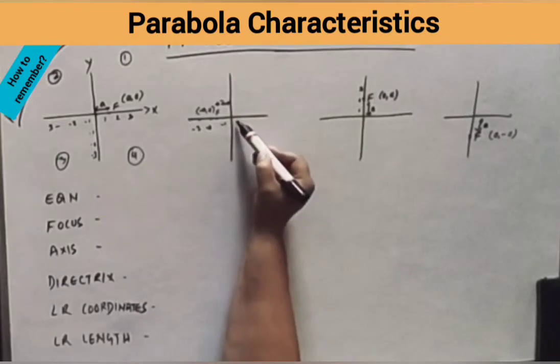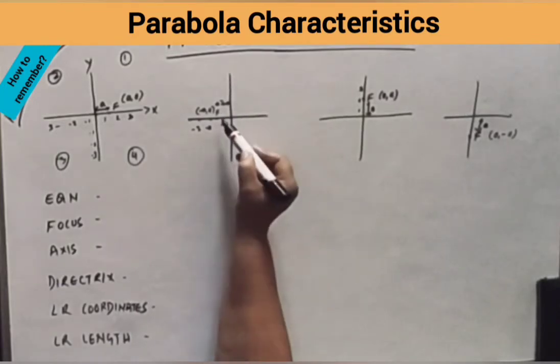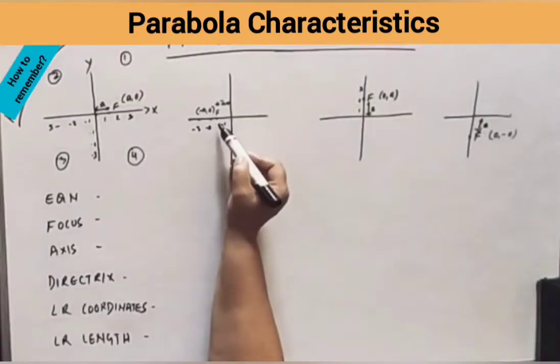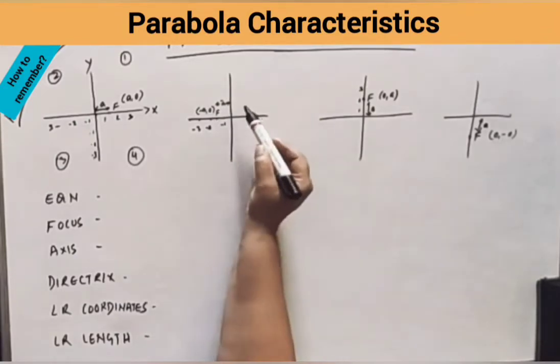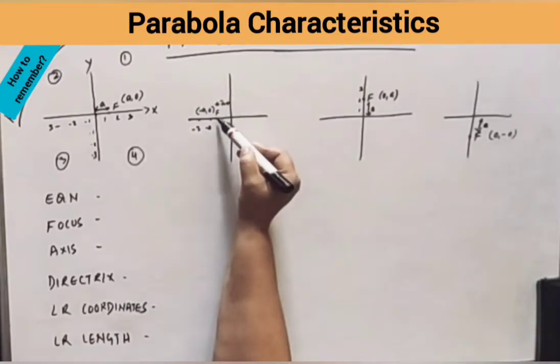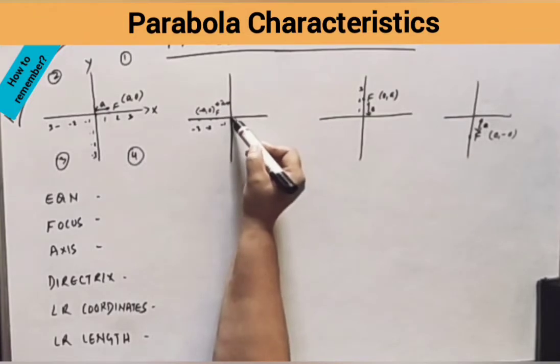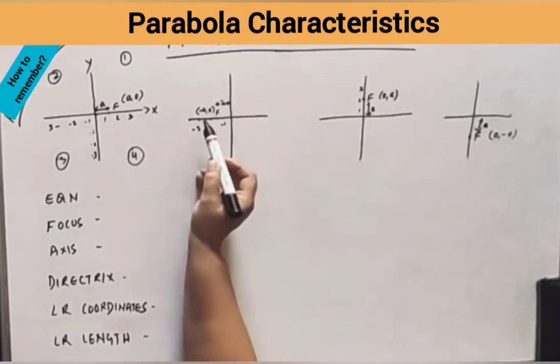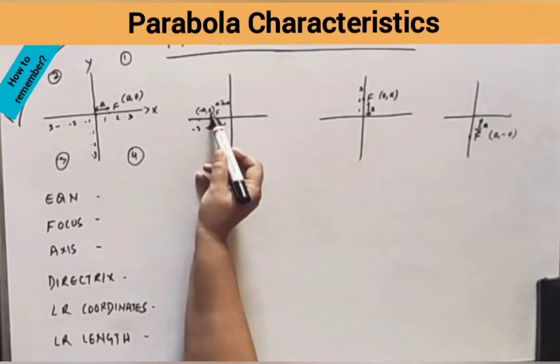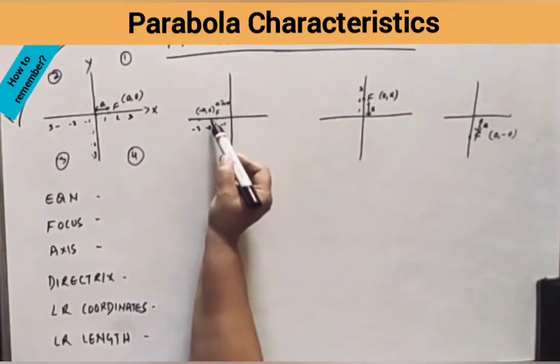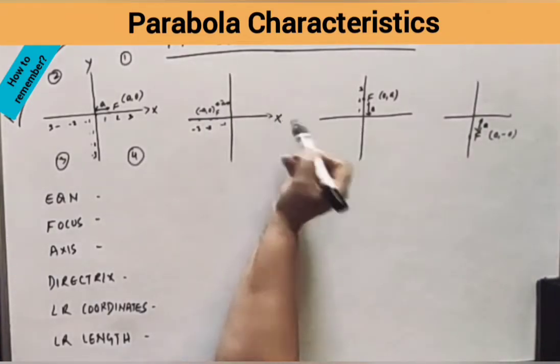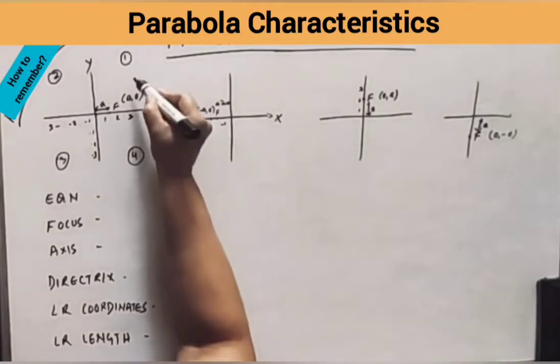For the second parabola, focus is on the second quadrant where x is negative. And we assume that the distance from the focal point to the vertex of the parabola is minus a. So what is the coordinate? It's minus a and 0 because it's directly on the x-axis. Now let's draw this parabola here.